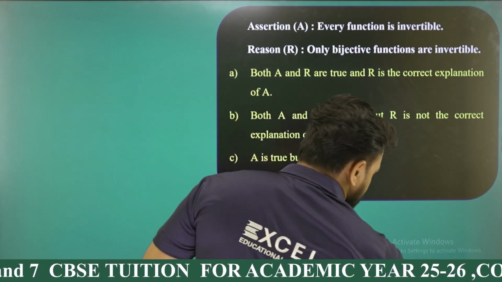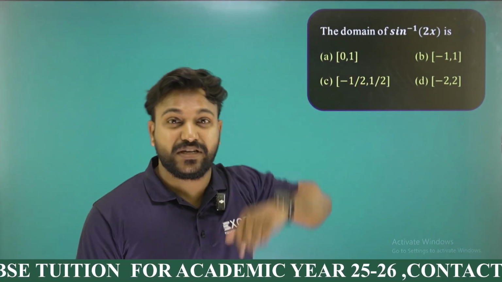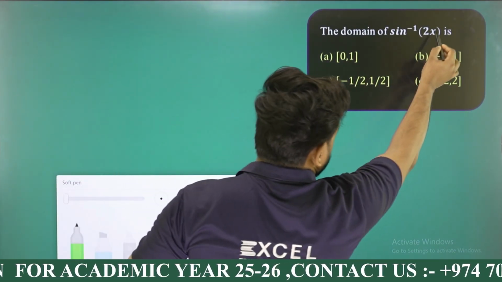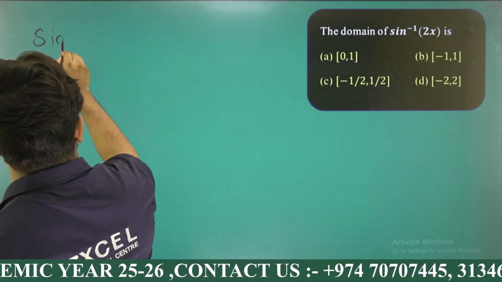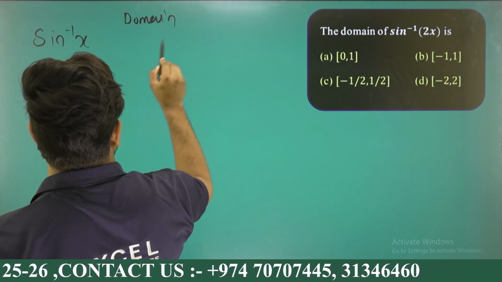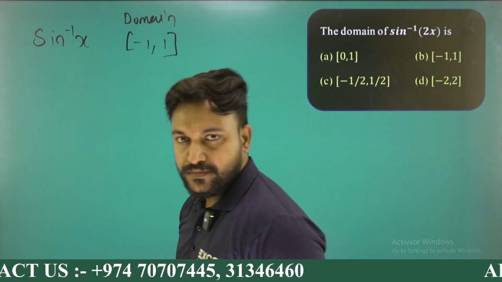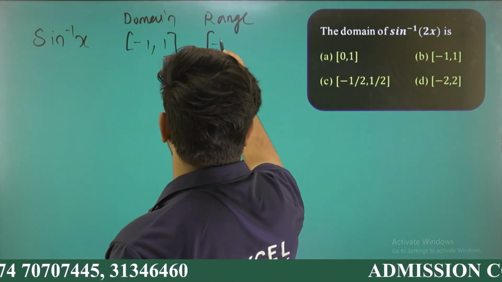Okay. So the next question is, the domain of sine inverse 2x is what? So first of all, instead of sine inverse x, we have 2x here. What is the domain of sine inverse x? The domain of sine inverse x is between -1 to 1. Okay, you know that. And what is the range? We don't need range here, but for studying, I'm just writing it here.